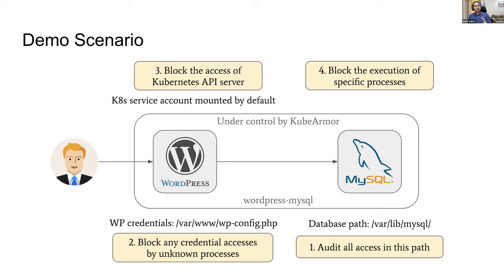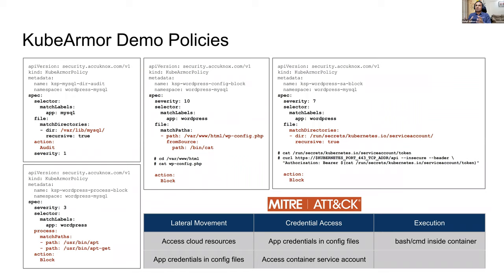So within a container, we can say that apart from this set of allowed processes, no other process should be able to execute. All this is part of the demo, which I have a separate video for. This is how the demo policies look for the demo scenarios that I've mentioned. If you go to the GitHub page of KubeArmor, you'll see the detailed policy specification. But essentially, the block action is what gives KubeArmor all its powers.